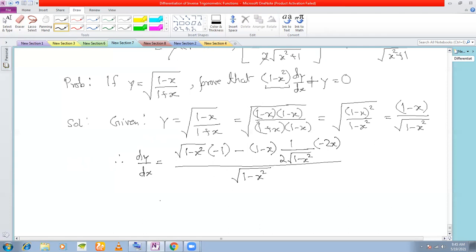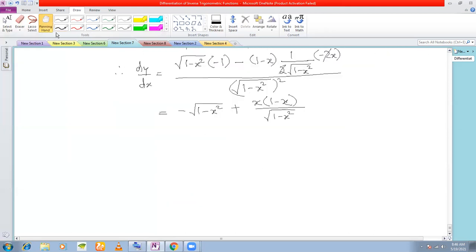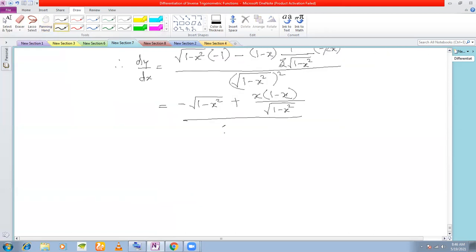So that will come to be minus root 1 minus x squared, and here what will happen? This minus and this minus sign will combine to give you a plus sign, and you're going to get x into 1 minus x, and here you have a square, don't forget, that is v squared. So x into 1 minus x divided by this 2, and this 2 will cancel, right? You simply get 1 root 1 minus x squared whole divided by 1 minus x squared.